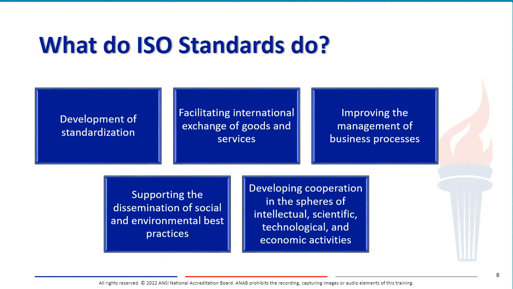ISO standards also support the dissemination of social and environmental best practices. Here, we could think of ISO 14001 for environmental management system certification, or ISO 17029 for validation and verification bodies, along with many others. And finally, ISO standards develop cooperation in the spheres of intellectual, scientific, technological, and economic activities. ISO committees are comprised of individuals representing vast industries and countries sharing their knowledge to outline the best of the best practices by means of the ISO standards that are published.